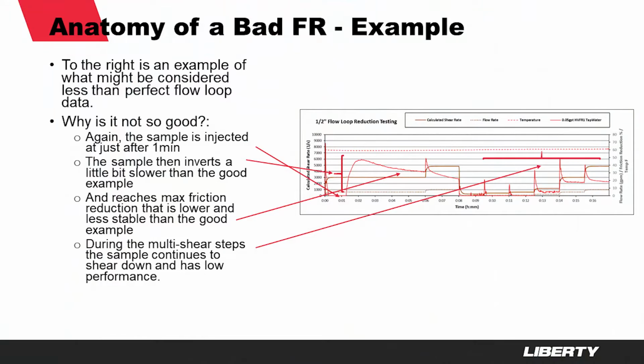The chart to the right is the same test profile run as in the previous example. So why do you think the data on this chart looks pretty bad? As you can see, the sample is injected at just after 1 minute. From there, the sample inverts a bit slower than the previous good run to a maximum friction loss that is both lower and less stable between 1 to 6 minutes. At 6 minutes, we increase the shear to maximum flow, and the sample continues to shear down, indicating that the sample is not shear stable and won't tolerate increases in job rates. As you can see, the flow loop makes spotting poor performers simple.